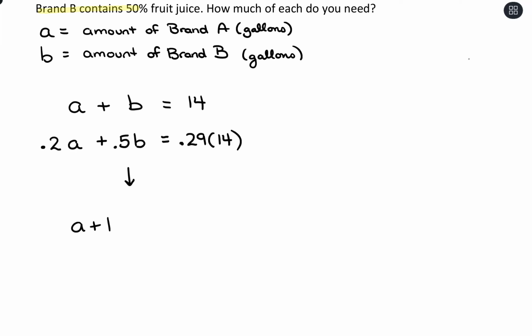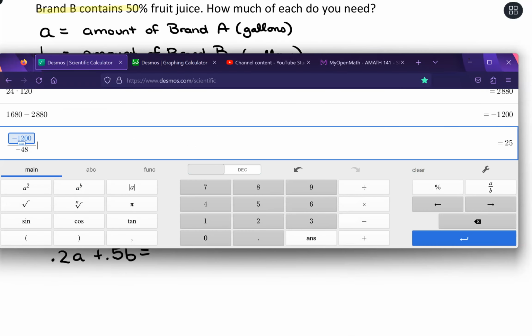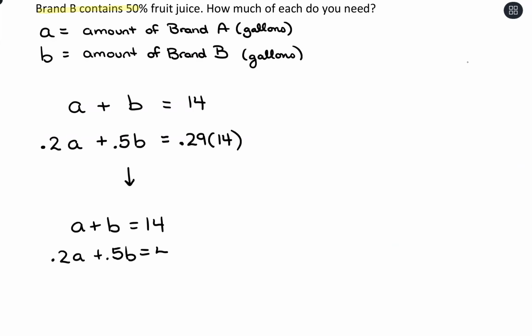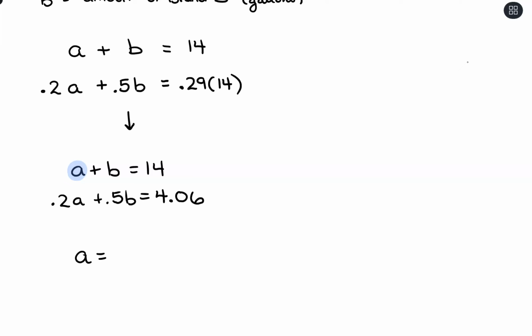So we have A plus B is 14, and we have 0.2A plus 0.5B is equal to 0.29 times 14, which is 4.06. All right, there's our system of equations. I'm going to use the substitution method. So I'm going to solve for A in that first one. A is equal to 14 minus B. And then I'm going to plug 14 minus B in here for A in the other equation.